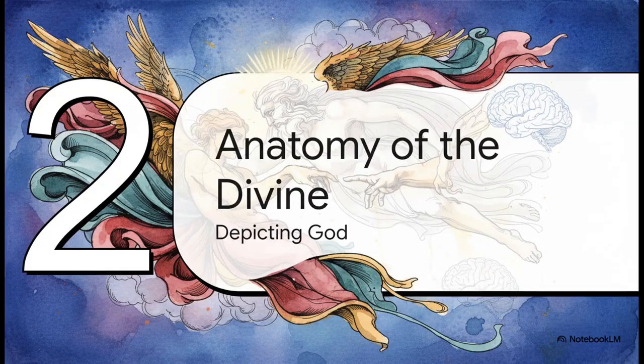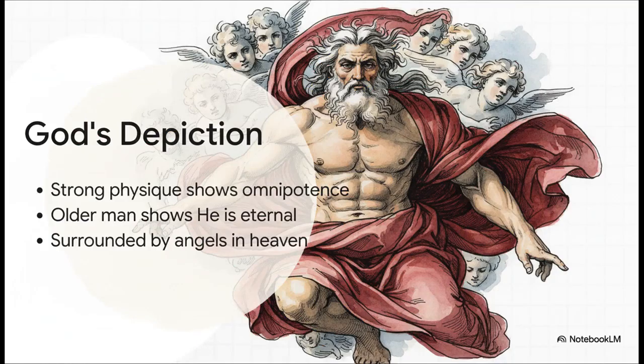Now, let's shift our focus and take a closer look at the anatomy of the divine. Seriously, look at how God is painted here. Every single detail is a totally deliberate theological statement. First off, God is shown as incredibly physically strong. And that's not just some random artistic choice. It directly reflects the belief that God is completely omnipotent, possessing literally unlimited power. But at the same time, he's depicted as an older man. This is a visual way to show that he is eternal, meaning he existed way before all of creation.